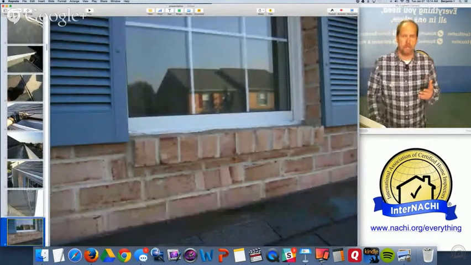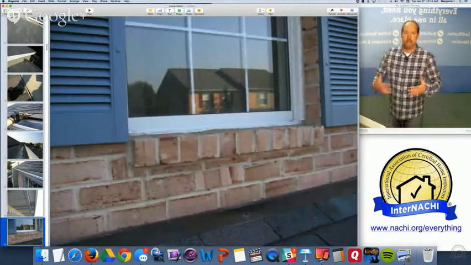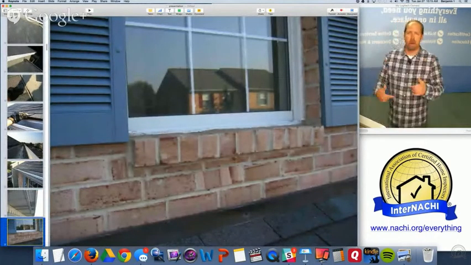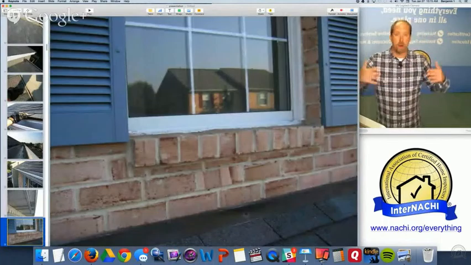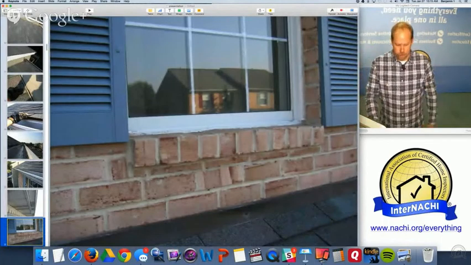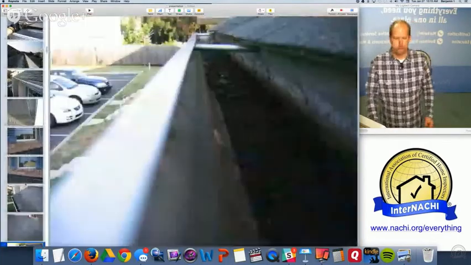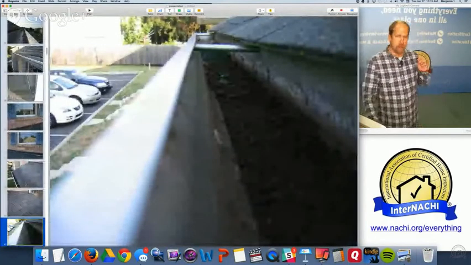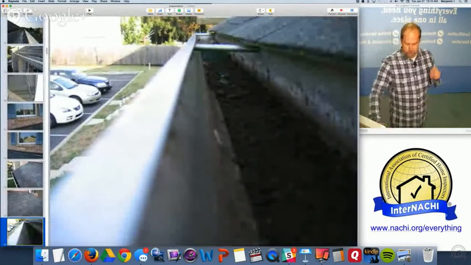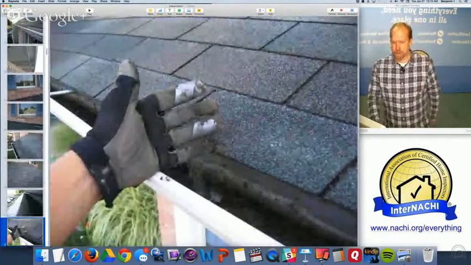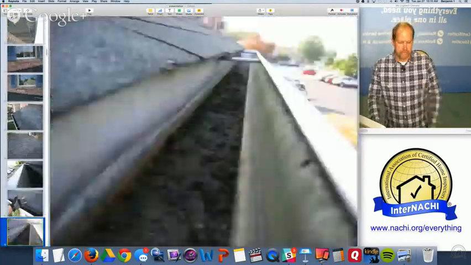I'm also looking around the exterior siding materials, looking at how well the components are flashed and how the water is diverted away. Looking for sealant, openings, any kind of opening in the exterior that would allow moisture to intrude into the building, to enter into the building. The gutters need to be cleaned.